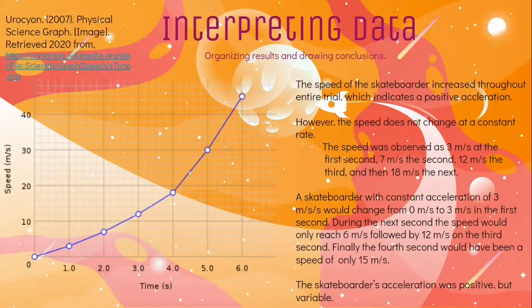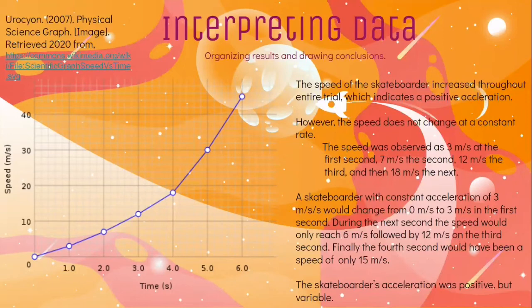And so here, the speed, I've made up a scenario to kind of interpret the data. So this isn't really an experiment that was done, but this is just an example. And so if the experiment that was done was the skateboarder, we were measuring his speed at different time intervals when he was taking off. The speed of the skateboarder here increased throughout the entire trial, which indicates a positive acceleration. And so that's our first statement. That's our first conclusion.